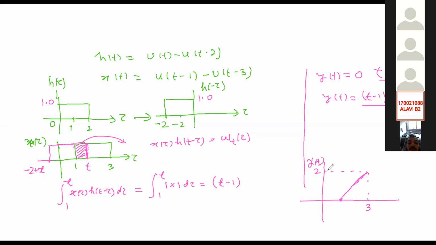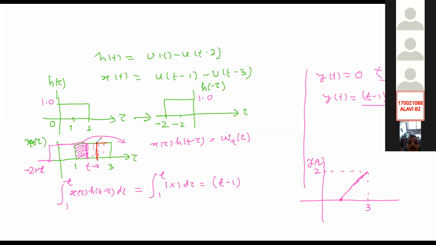Now, when it is at 3, a complete overlap is there, isn't it? When your time is increasing, your signal is going in this way, so gradually that overlap region is increasing linearly, as shown in this figure. Now, when your time is going past 3, what happens? It will be 0 again.